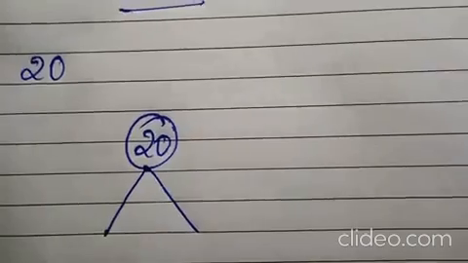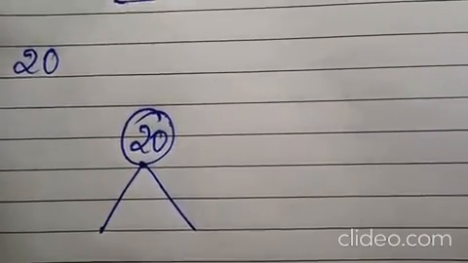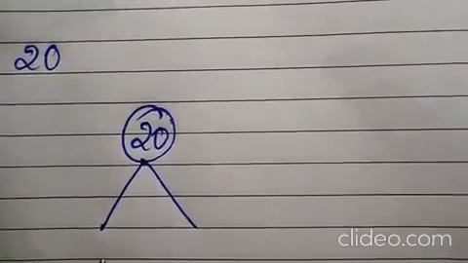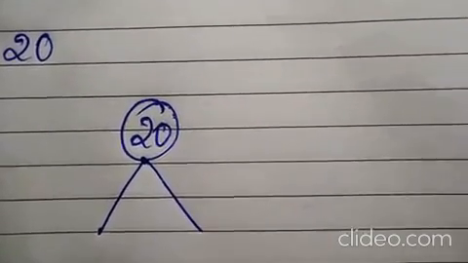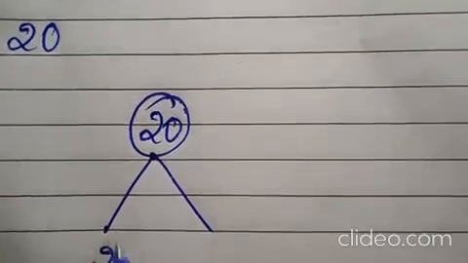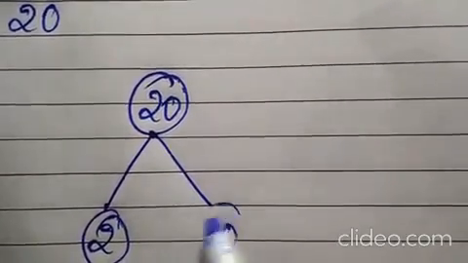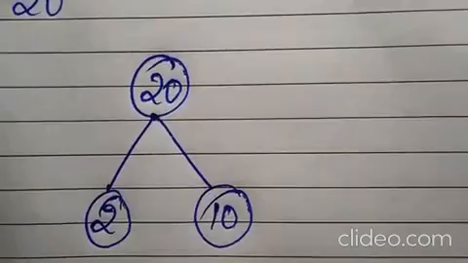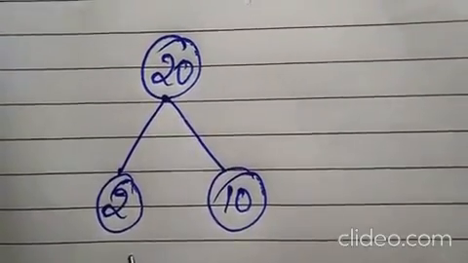20 is in which table? 4 5s are 20, 2 10s are 20. Whatever it is, you can write. Okay, 2 into 10. So 2 is a prime number. That is a prime number, no need to do it again.